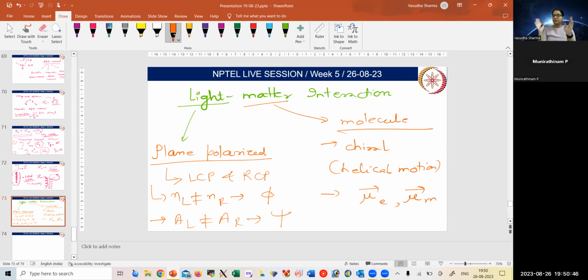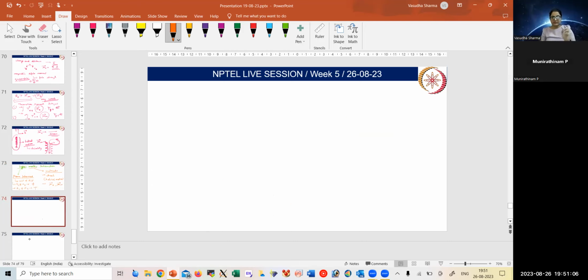Now, this is okay for the theoretical purpose, but how will we be clear mathematically? Plane polarized is fine. We got the phi, we can quantify psi. But how do we quantify mu E and mu M? That is not very easy because a molecule comprises too many electrons, and how do we quantify each and every mu E value and mu M value? To make that easy, we need to understand that mu E would be having a linear motion.